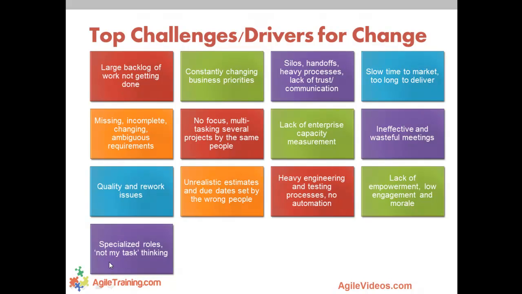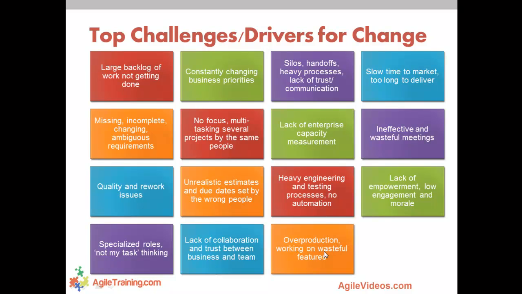Specialized roles is another source of waste, people that only do one thing and they do it well and they're not willing to do anything else. Lack of collaboration between business and IT, or business and the team. Overproduction, working on projects that are not useful or features that are not valuable, and then we're just not even measuring what we're actually doing. There's no ROI or value measurement.